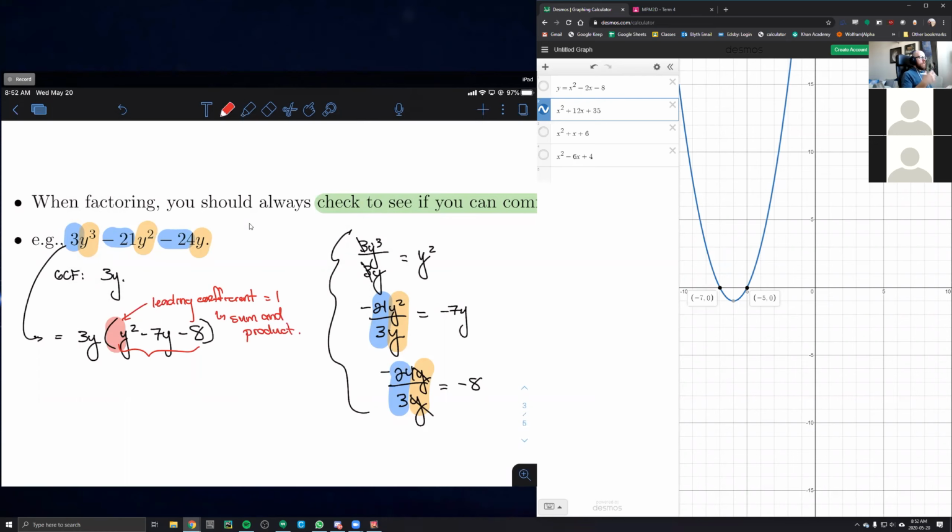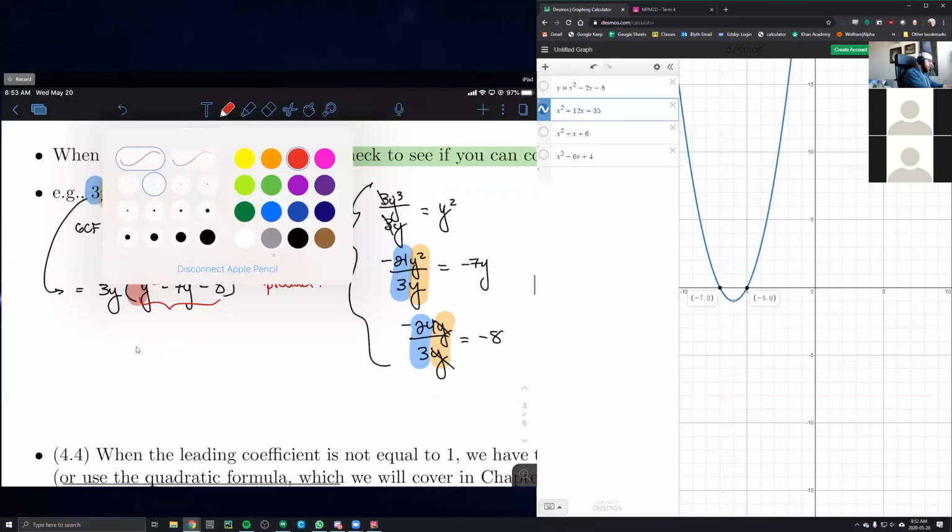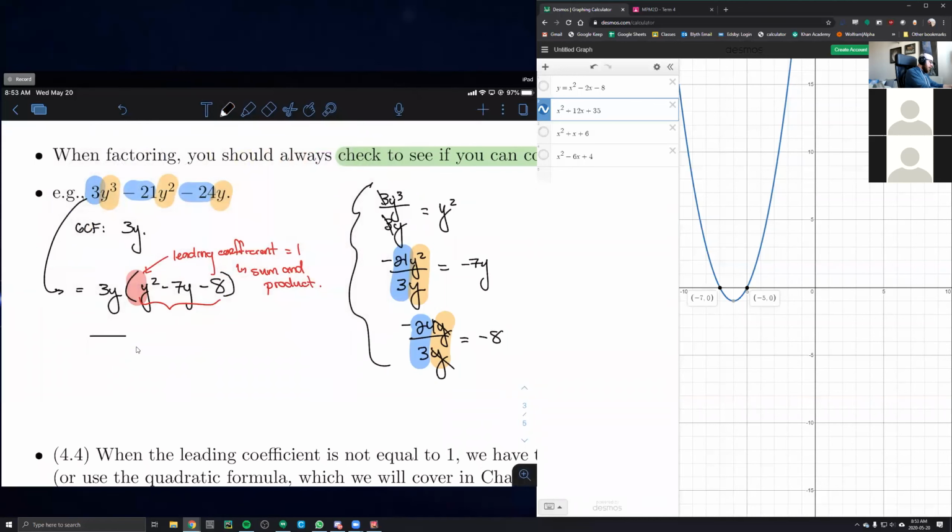which is great. So I turned something that looks really challenging, right? Like this 3y cubed minus 21y squared minus 24y. It looks tough, right? Like I don't want to deal with that. That looks kind of a pain, right? However, once I common factor, what I'm left with is a nice, easy quadratic to factor, right? Now I just have to find two numbers that multiply to give me -8, and that add to give me -7.